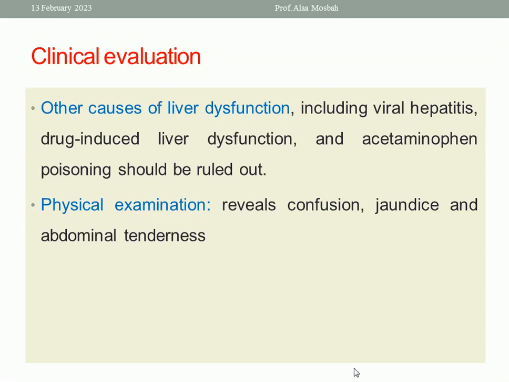So we should think about acute fatty liver of pregnancy after exclusion of other causes of liver dysfunction like fulminant viral hepatitis, drug-induced liver dysfunction, and acetaminophen poisoning. All of this should be ruled out. During physical examination, you may notice jaundice, of course, confusion of the patient, abdominal tenderness.